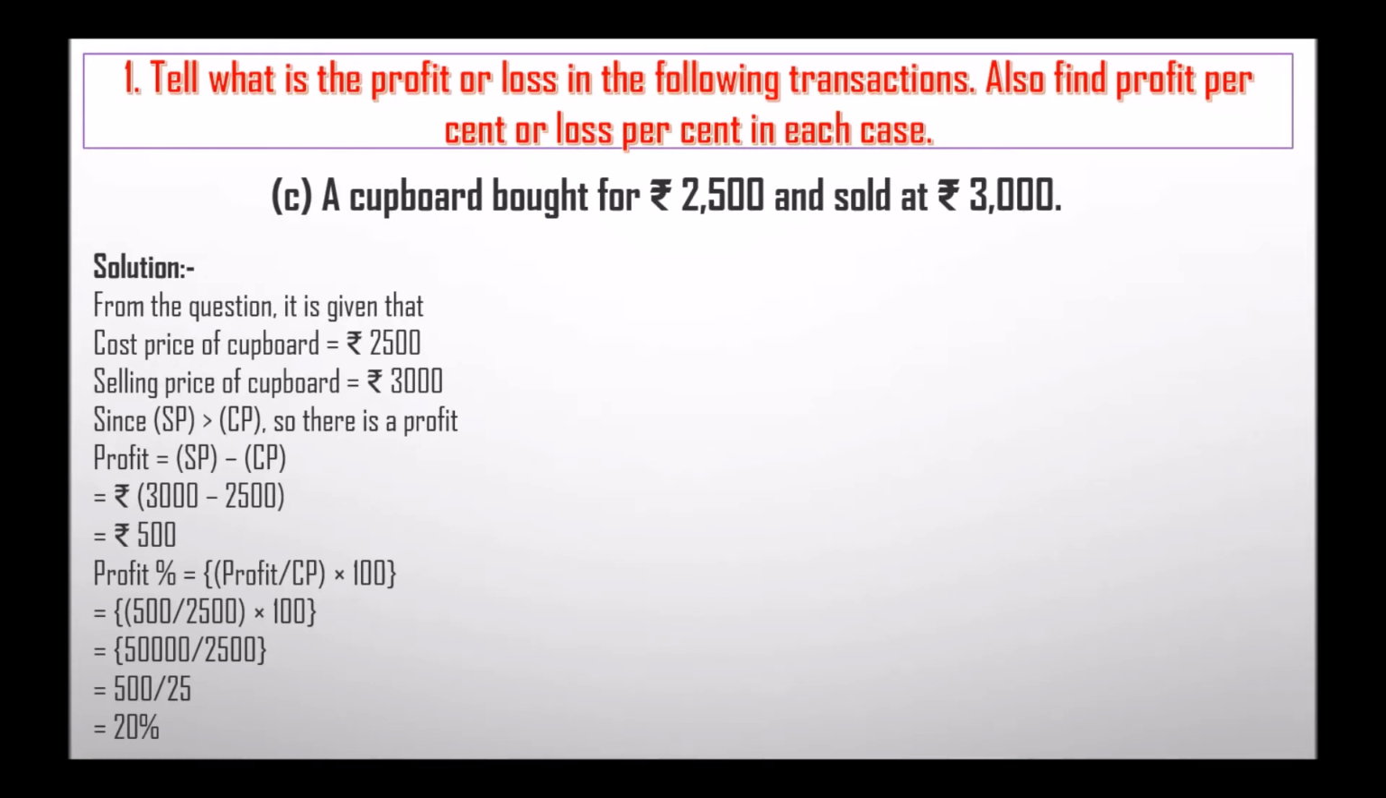Profit percentage equals profit upon CP into 100, that is 500 upon 2,500 into 100. So 500 into 100, that is 50,000 upon 2,500. Zero will cut, so 500 upon 25, that is 20%.